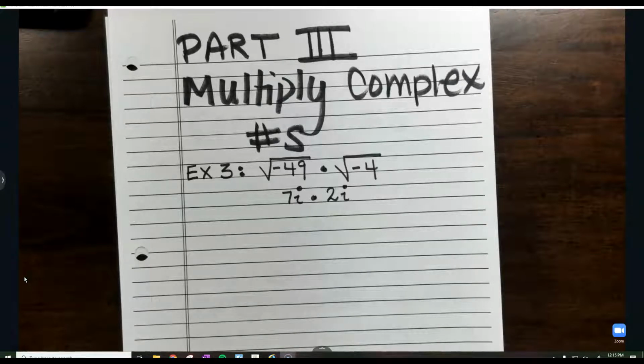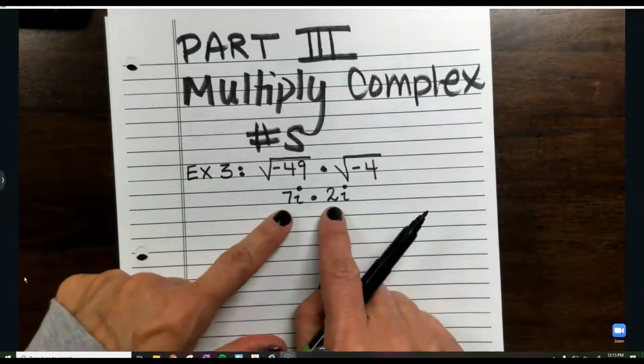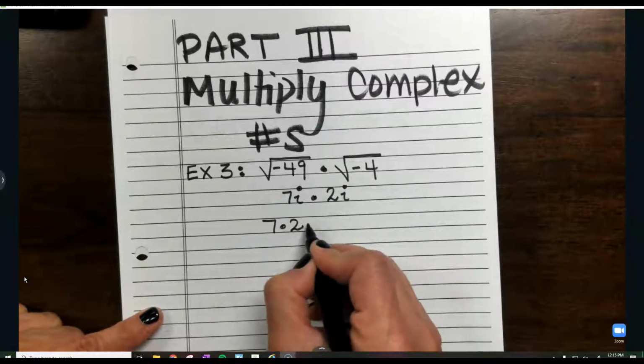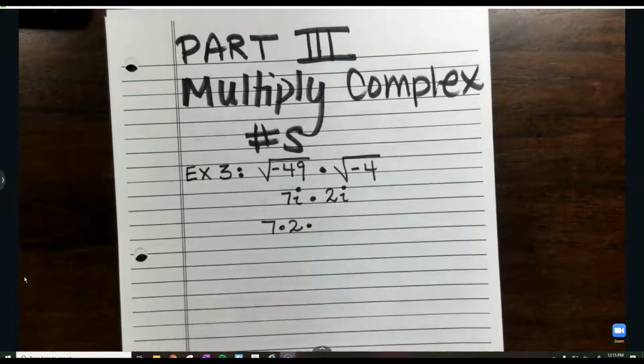And since we are multiplying, you get to rewrite it in any order that you want to. Guys, I am rewriting this by category. So I'm going to put my two reals together. So it's going to be 7 times 2. And then I'm going to put my imaginary together. What's i times i? i squared. Good.